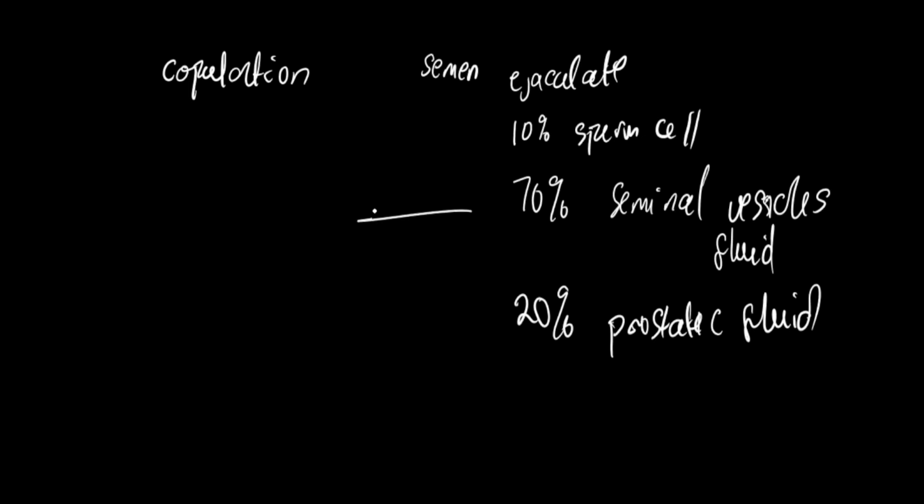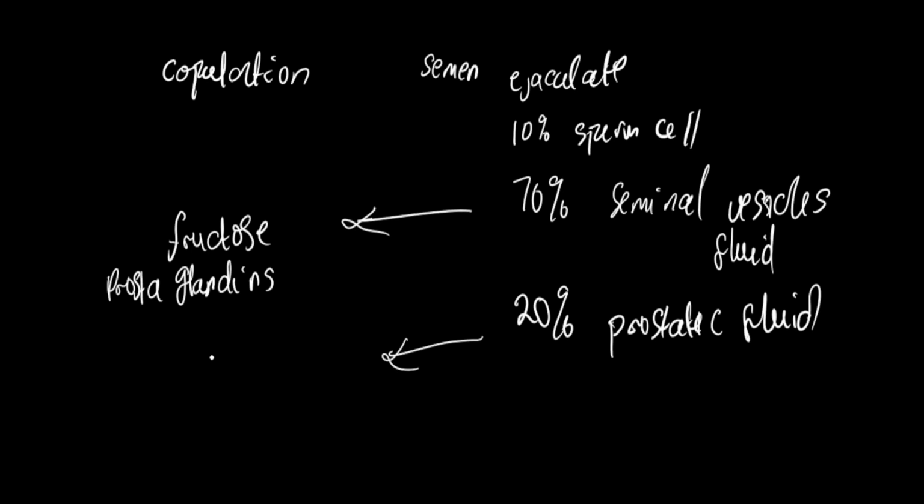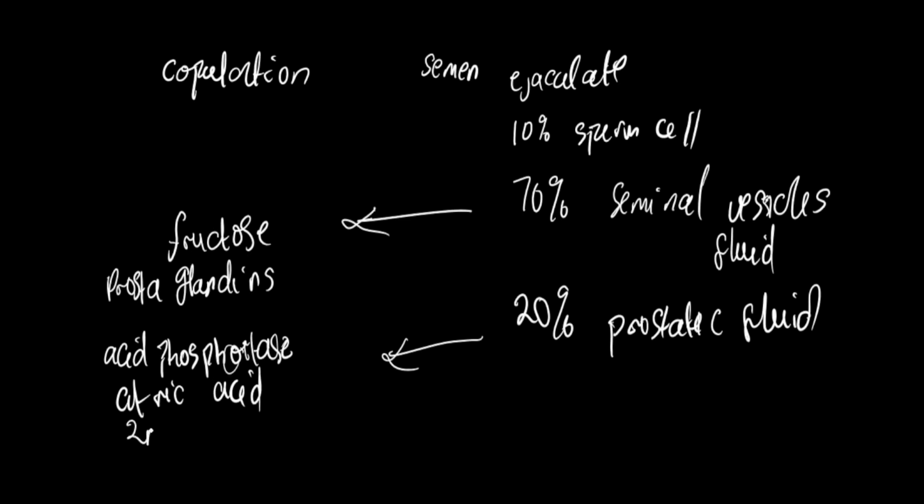Now, the fluid from the seminal vesicle is majorly made of fructose. Okay, it contains fructose, which is the principal energy source for the sperm cells. It also contains prostaglandins. The fluid from the prostate gland contains acid phosphatase, citric acid, as well as zinc and magnesium ion.